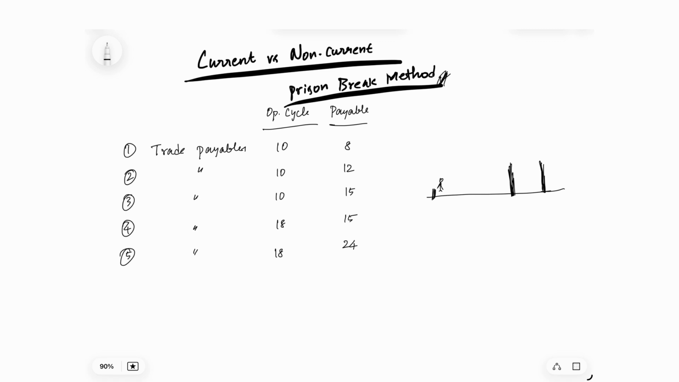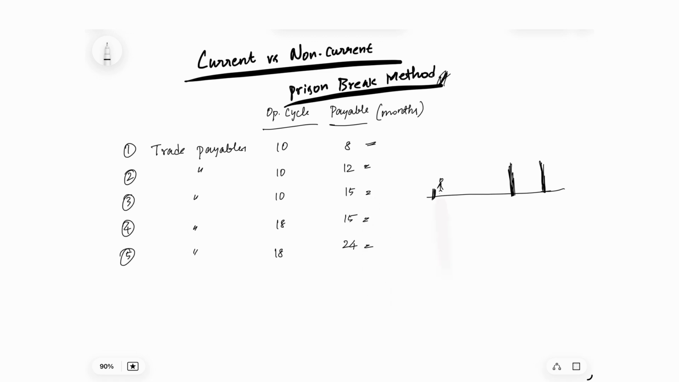So just understand, I've created an illustration. All are trade payables. One is the operating cycle of that particular company. Numbers are in months. So the operating cycle is 10 months, payable in 8 months, 10 months, 12 months. So like that, the question goes. Now how do we distinguish each of these as current or non-current? So I have come up with this thing called the prison break method.